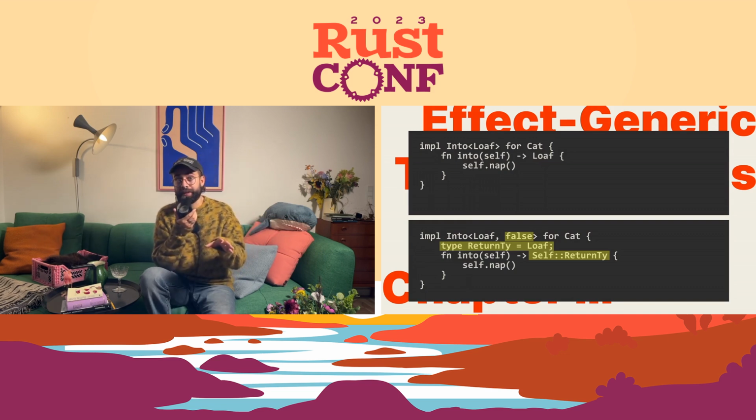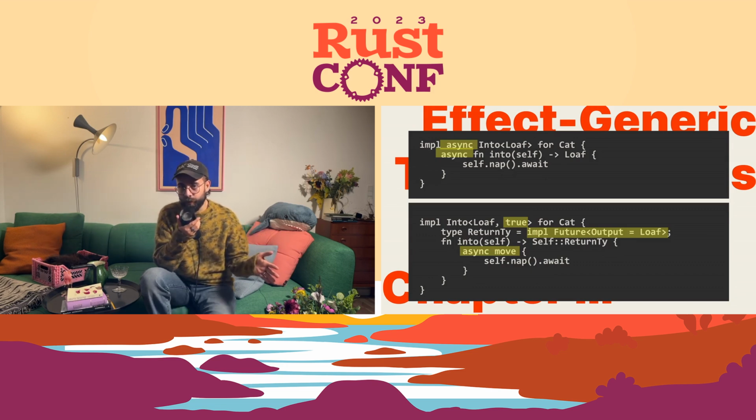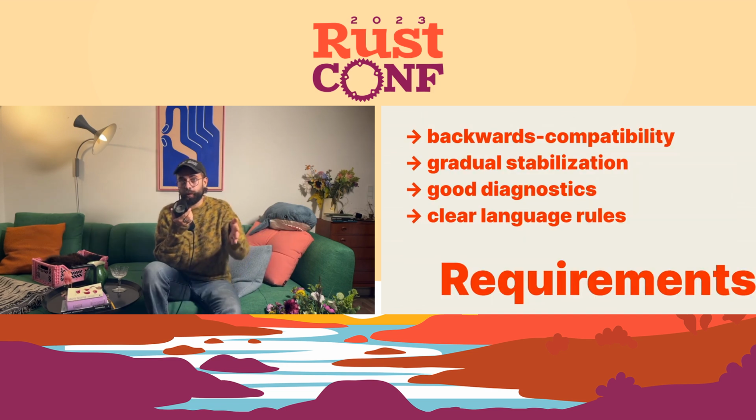The sync implementation of the type would return a type T, but the async impl would return an impl Future of T. Under the hood, this is just a single const bool set to true or false, and an associated type. So it would be reasonable to ask why we're bothering with a language feature if the desugaring ends up being so simple. And the reason is, effects are everywhere, and we want to make sure that effect generics feel like they're part of the language.